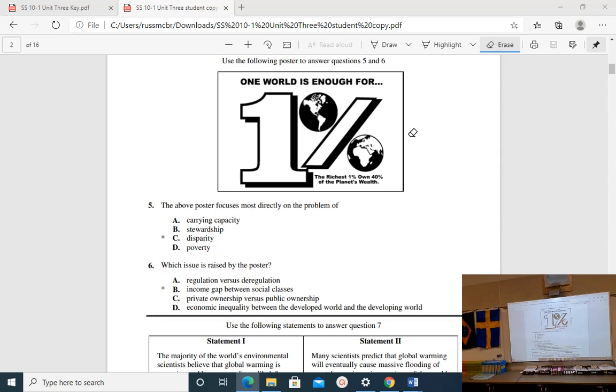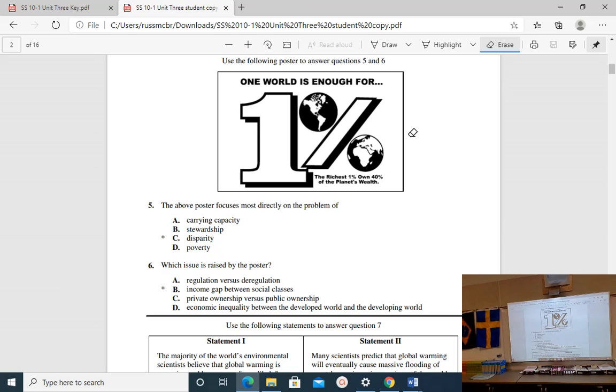Income gap between social classes. Private ownership versus public ownership. And economic inequality between the developed world and the developing world. Well, we're talking about inequality for sure, so there's a pull to D, but we're not talking about the developed world that includes Canada, United States, Japan, against the developing world. We're talking about classes. We're talking about 1% owning 40% of the wealth. So we're talking about social classes, so it's going to be B.